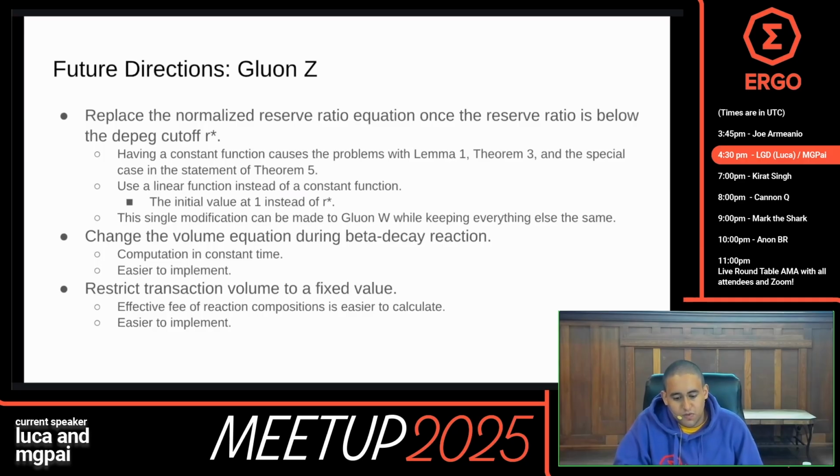But we could also improve the volume equation to make it easier to calculate in the smart contracts, and because it's easier to implement. Even though we can derive equations for the effective fee, in order to avoid these complicated calculations, we could just restrict the amount of volume that's allowed for a given transaction, and this will make composing reactions easier, so we'll be able to improve the UX. Yeah, and that's it.